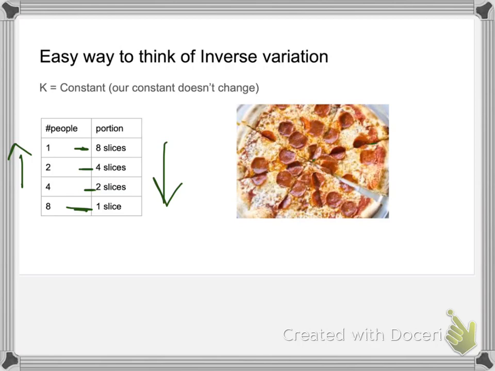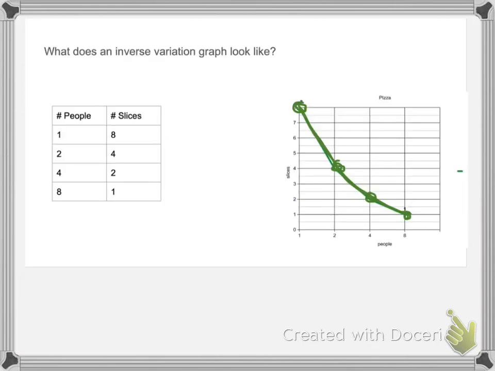Now, because my pizza hasn't changed. So what does that look like as a graph? Let's take a look. Well, if I have one person, they get their 8 slices, right? And then if I have 2 people, they come in and they get 4 pieces each. And if I have 4 people come in, they get 2. And 8 people come in, they get 1.